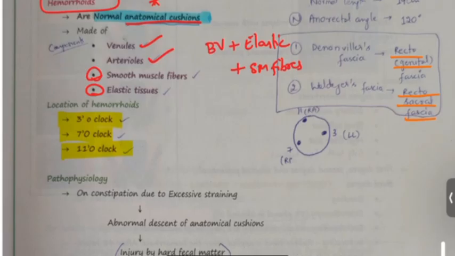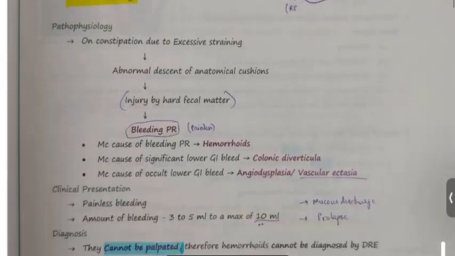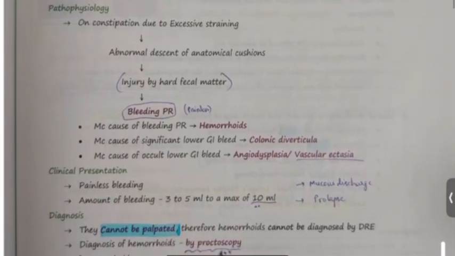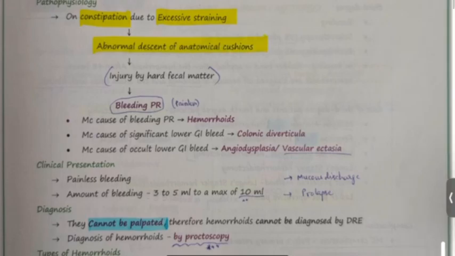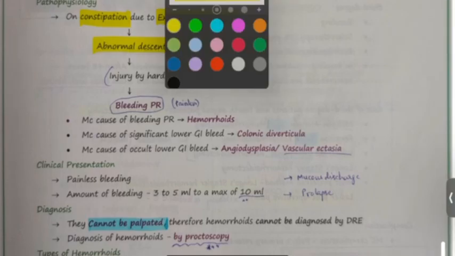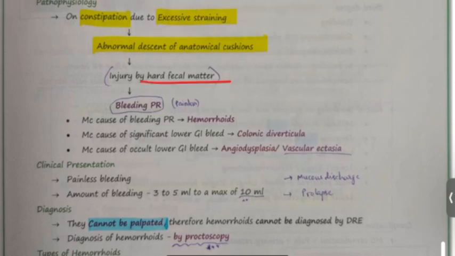Okay, after this, what exactly causes hemorrhoids? Why do these vascular cushions prolapse down, or come down? It is mainly because of excessive straining, and the most common cause is constipation or dry feces. So in constipation, due to excessive straining, what happens? There will be abnormal descent of these anatomical cushions, and this will also lead to injury by hard fecal matter. Okay, and this causes bleeding per rectal.